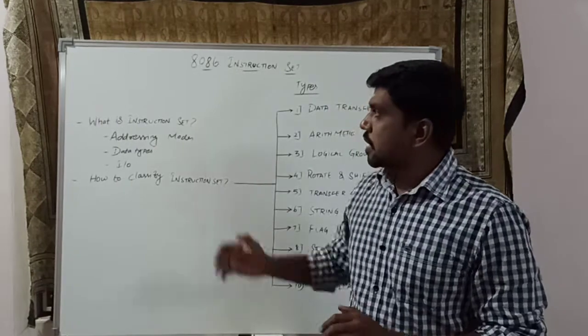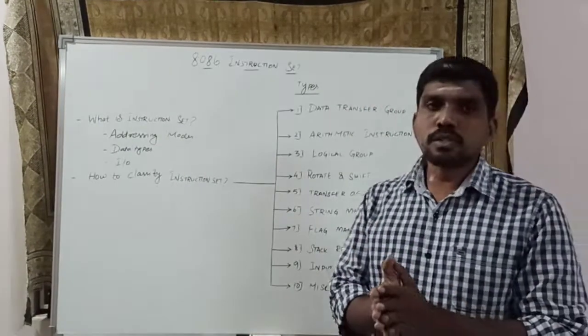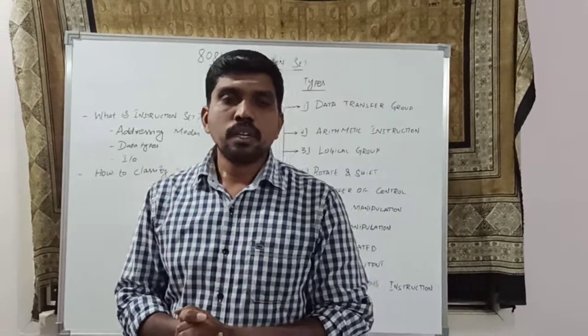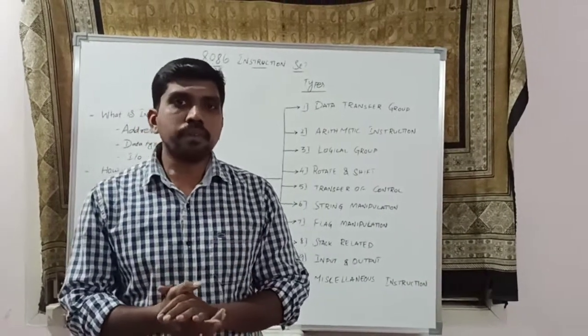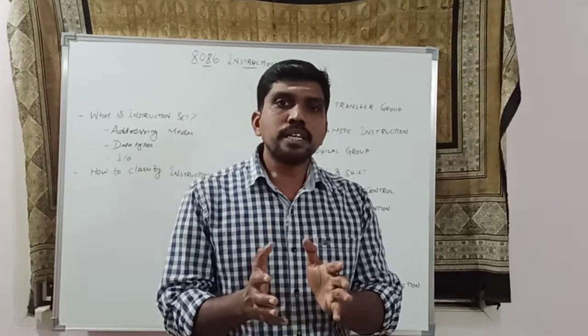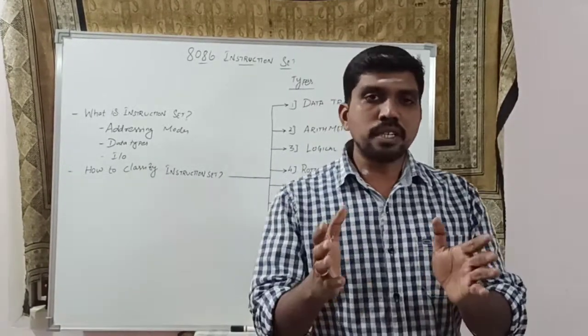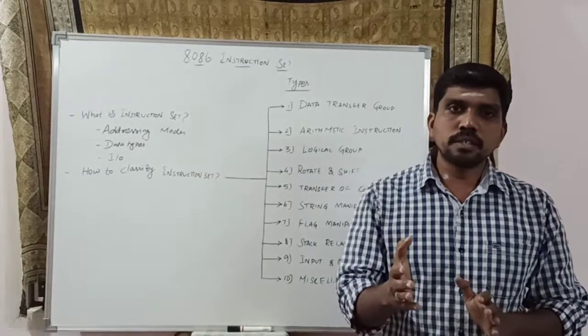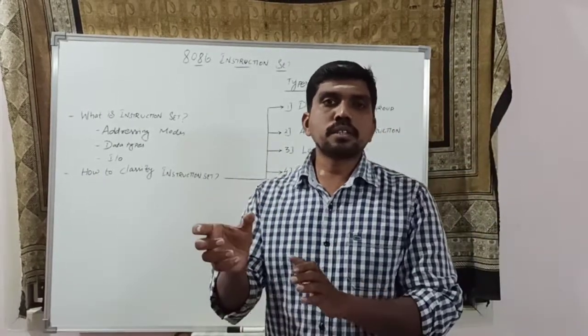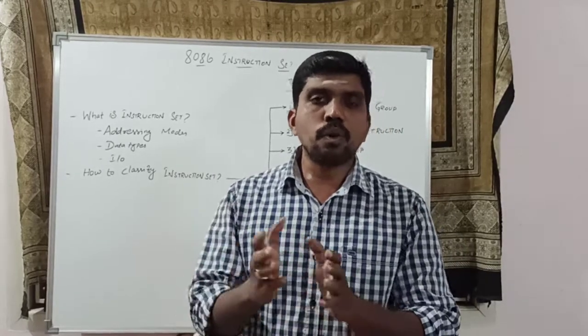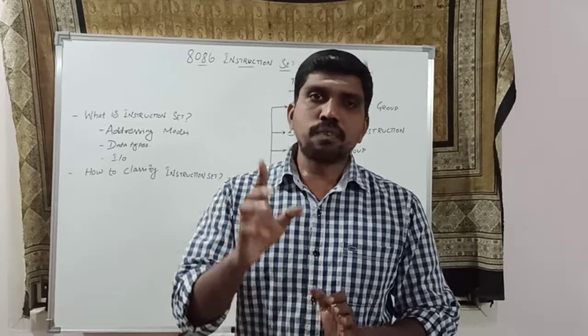Basically, the instruction set consists of addressing modes, data types and IO. So what is addressing mode? Addressing mode was already discussed in the previous video. The addressing mode is where the operand is placed. There are three possibilities of placing the operand. The first possibility is an immediate value. In the instruction itself, you pass the immediate data. So the data is a 16-bit value or otherwise an 8-bit value. This is the first possibility.